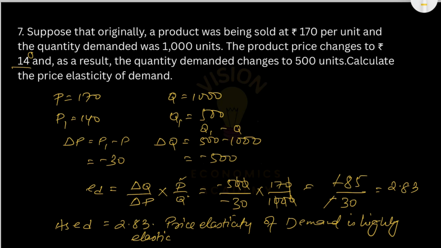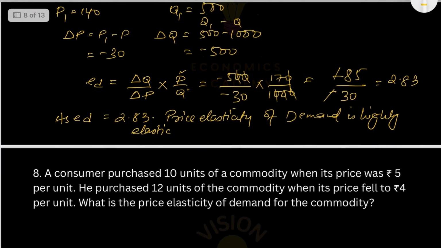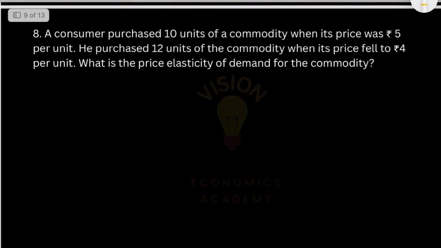All right, so let's continue with question number 8. Reading the question, the consumer purchases 10 units of commodity when its price was rupees 5 per unit. That means a consumer would purchase quantity 10 when the price was 5 initially, and then he purchased 12 units when the price fell down to 4. It's as simple as possible.